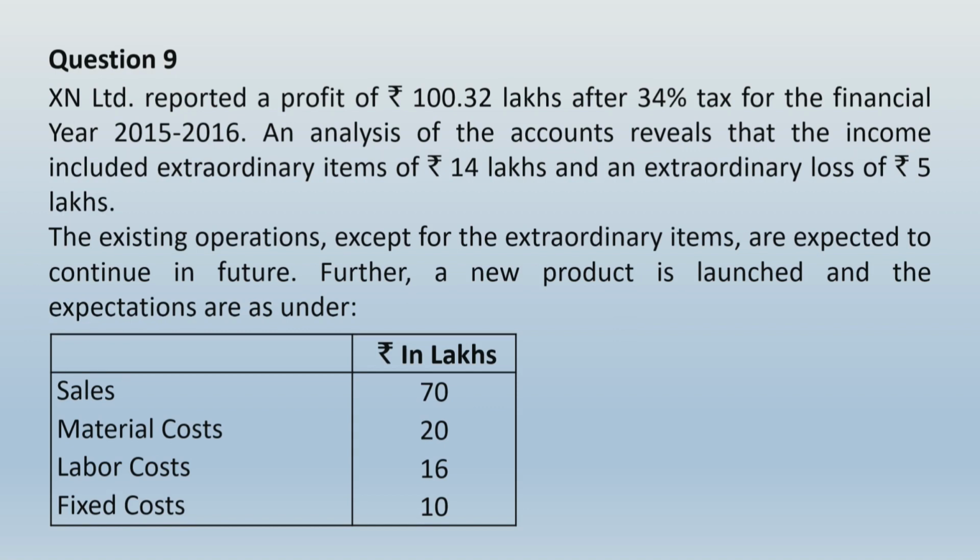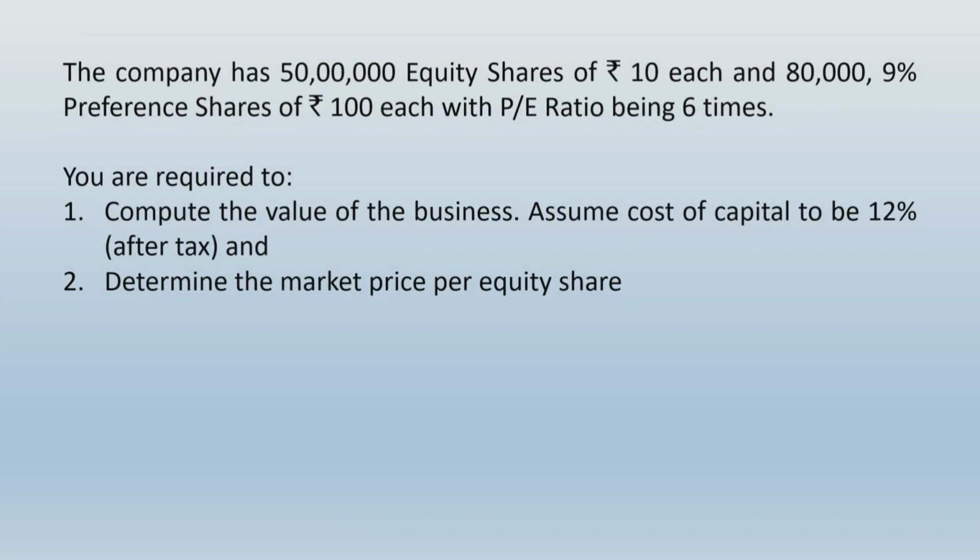given in rupees lakhs. Further informed in the question that the company has 50 lakh equity shares of rupees 10 each and 80,000 9% preference shares of rupees 100 each, with PE ratio being 6 times. You are required to: number 1, compute the value of the business, assume cost of capital to be 12% after tax, and the second part of the question is asking you to determine the market price per equity share.